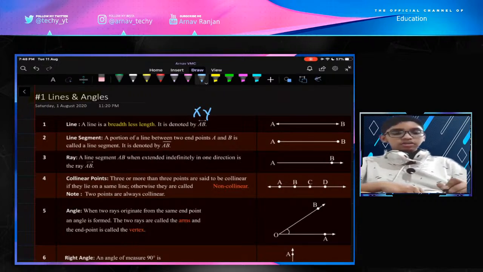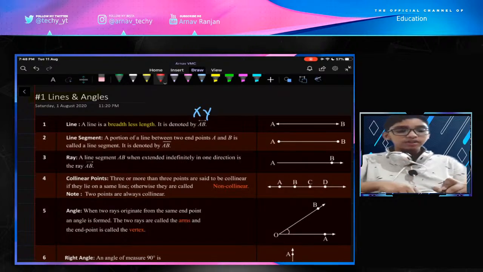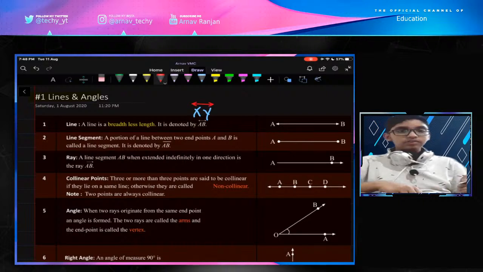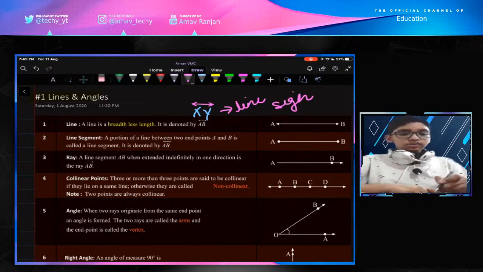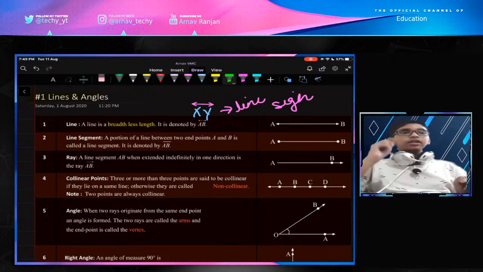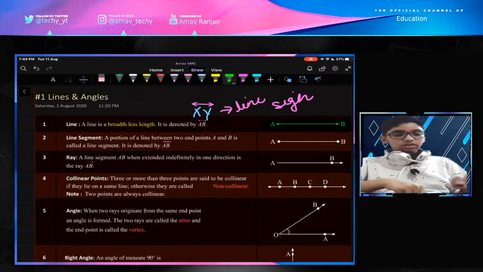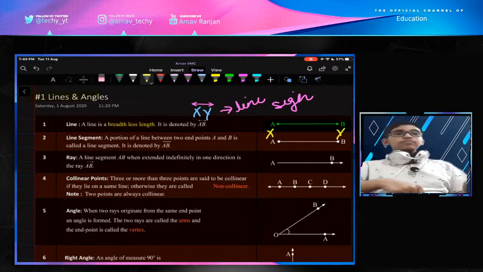So we will denote it by X and Y, and above X and Y we will put a line sign above the alphabet. This is the line sign above the alphabet. So this is the example of a line. I am highlighting that. Instead of AB, I will write it as X and Y.